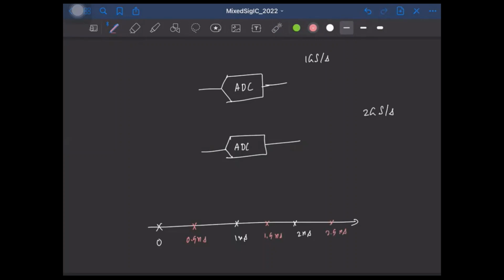Okay. So what we can do is we can take the first ADC, make it sample and digitize at 0, 1 nanoseconds, 2 nanoseconds, and so on. Use the second ADC to do these digitizations, right? Again, remember that these are still spaced at 1 nanosecond, but the timing instants are just offset by 0.5 nanoseconds.